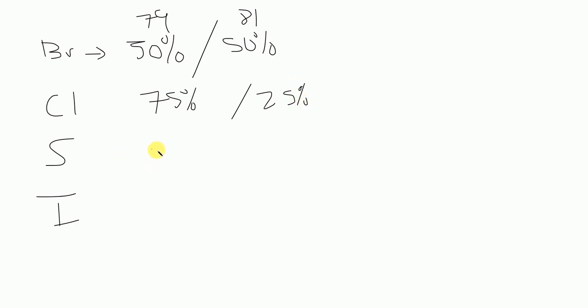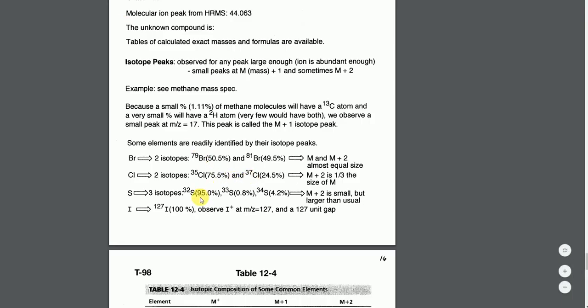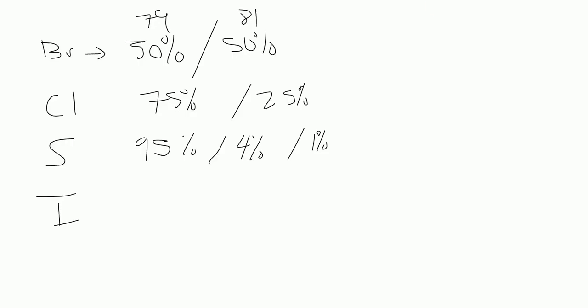And then sulfur has one that's 95%, then it has a 4% one, and then a 1% one. All these numbers are nicely given here: 95, about 1, about 4. So pretty simple. And then iodine is something that I'll talk about after I finish talking about all these three.